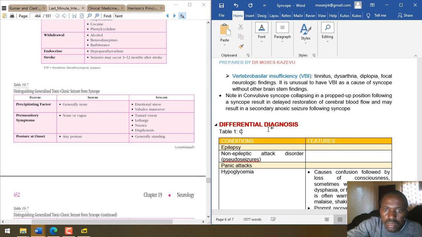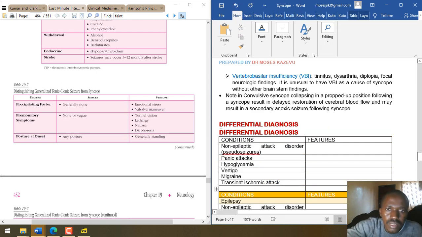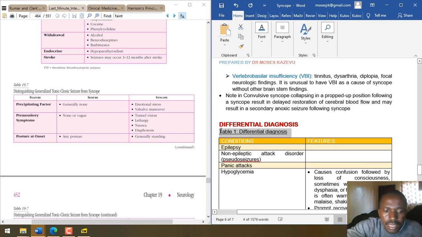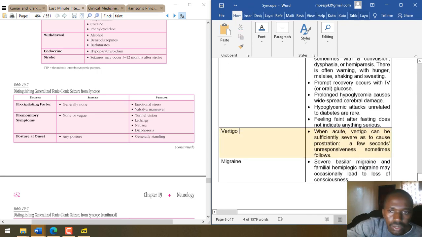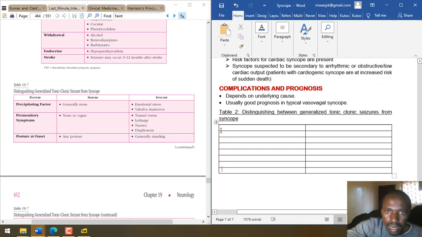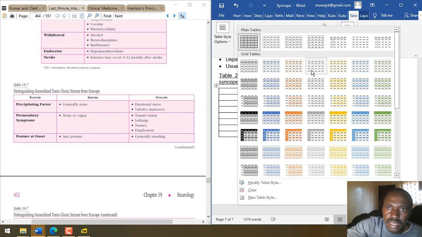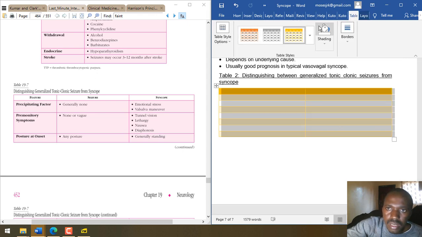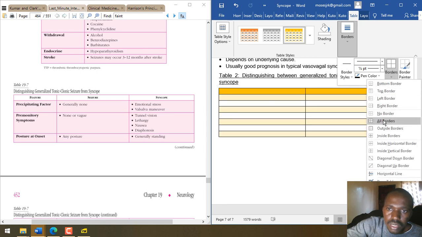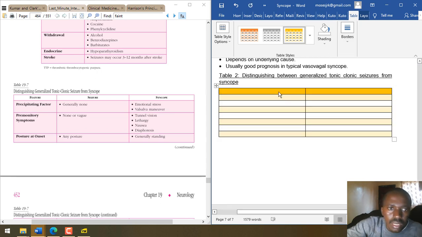As a differential diagnosis. Okay, so this should be underlined here as well. I love the same color that I have been using, so we shall still maintain the same color. Okay, and the same borders over here. So I should have added three columns.